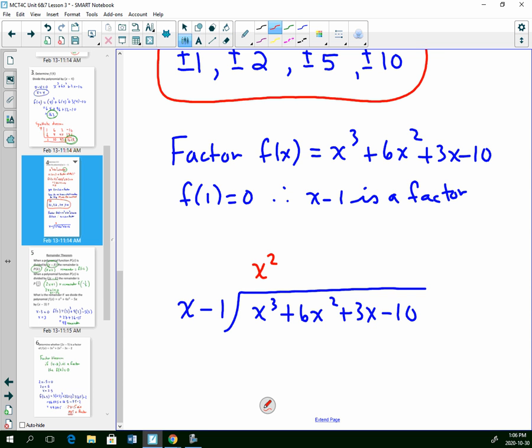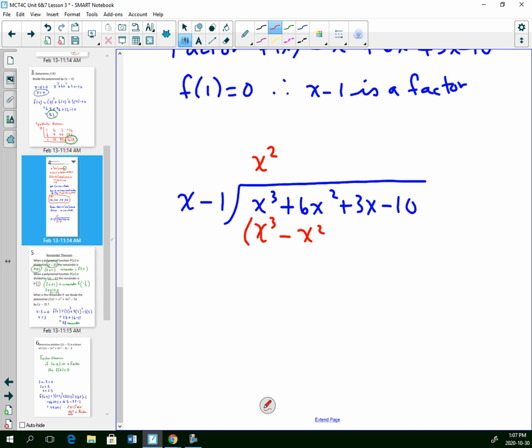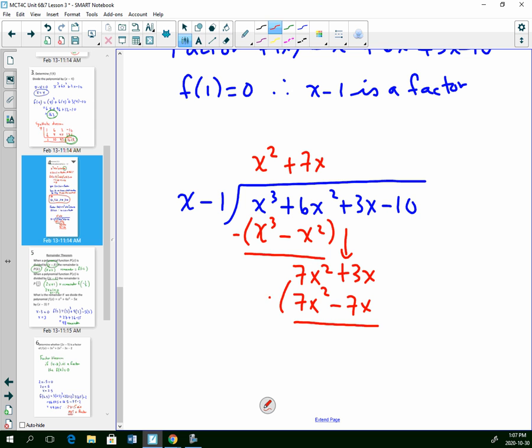So I would need x squared, which gives me x cubed minus x squared. So 0, 6 minus a negative 1 is a plus 1, so 7. Bring down the 3. Plus 7x gives me 7x squared minus 7x. Subtract. So 3 minus a negative is a plus 7, so that gives me 10x. Bring down the last number, so plus 10.